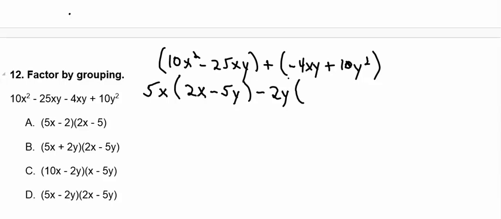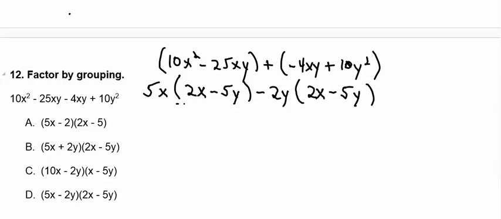Now, we factor out the negative 2y from each of these terms. So remember, we're dividing by a negative 2y. Negative 4 divided by negative 2 is a positive 2. We didn't take out any factors of x. We had one factor of y, and we took out one factor of y, so we don't have any factors of y left. Now we come to the next term. We have a positive 10 divided by a negative 2, which is a negative 5. We had two factors of y, and we took out one factor of y, so that leaves us a factor of y.